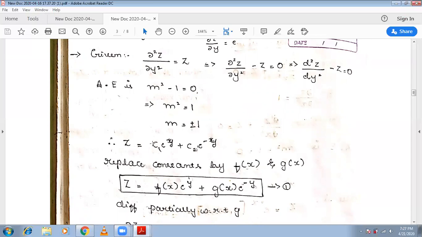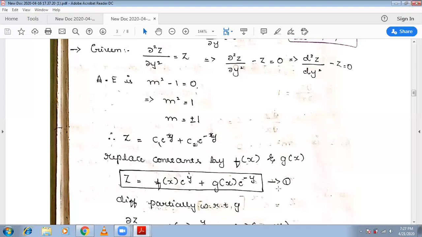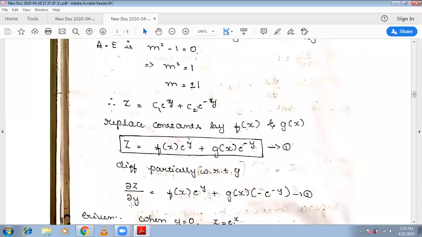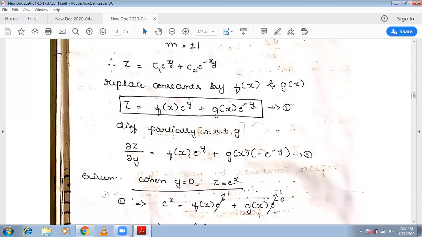Replace the constants C1 and C2 by functions of x. Remember, the independent variable is y here, so we have to replace the constants by f of x and g of x. Call it equation 1. Here we have to find del z by del y because they have given this in the conditions. Del z by del y, the partial differentiation of z with respect to y: f of x is constant, so it stays as it is. e power y differentiation is e power y, plus g of x as it is. e power minus y differentiation is minus e power minus y. Call it equation 2.